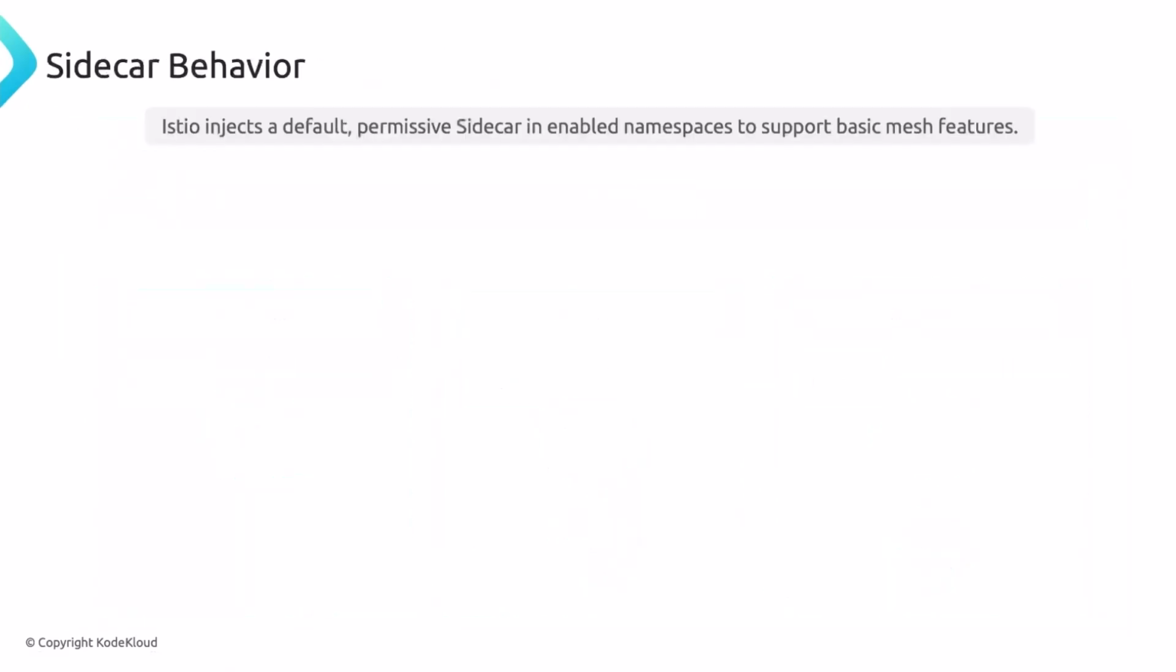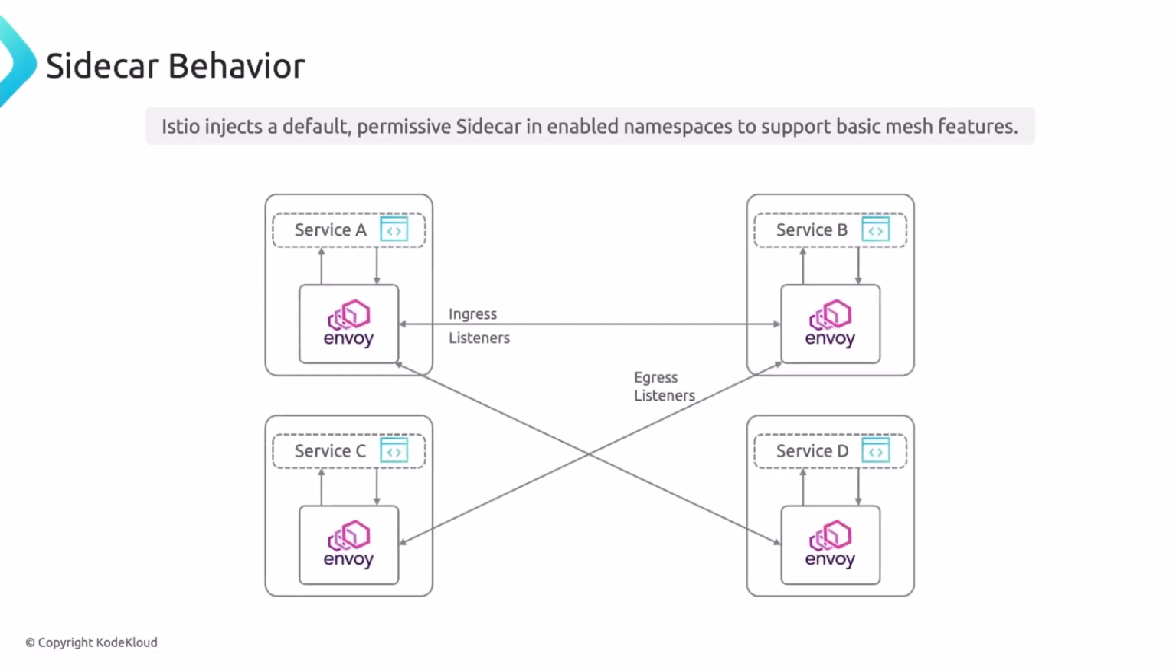When a namespace is enabled, like the Istio automatic sidecar injection, Istio applies a default sidecar behavior that is quite permissive and will allow basic mesh features to work. This permissive mode basically allows traffic to go in and out to any other workload, regardless whether that workload has Envoy proxy or not. So it allows mTLS communication as well as plain text communication.